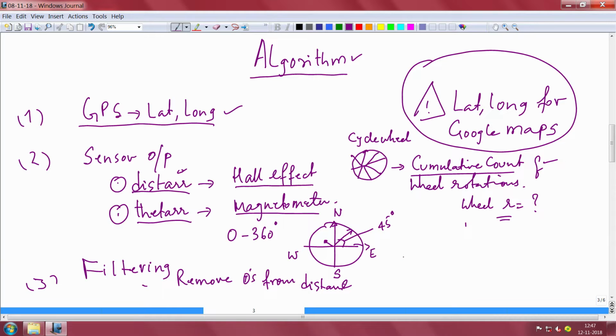Now look at the magnetometer. We mentioned already that it gives you a number with respect to the earth's magnetic north, which is also in degrees. So 45 degrees means the vehicle or bicycle is moving in the northeast direction, and so on and so forth.